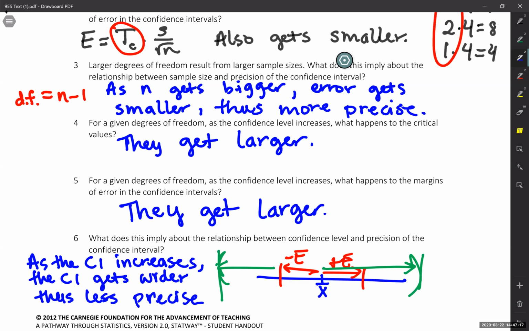I'm going to talk about this in terms of the confidence level and the precision in the notes for this section. But here's just another picture of why this is happening. As the confidence level is increasing, the margin of error is increasing, which makes it wider, thus less precise.